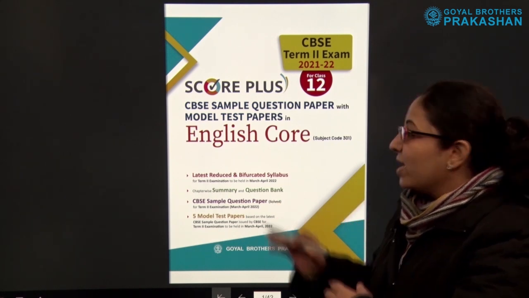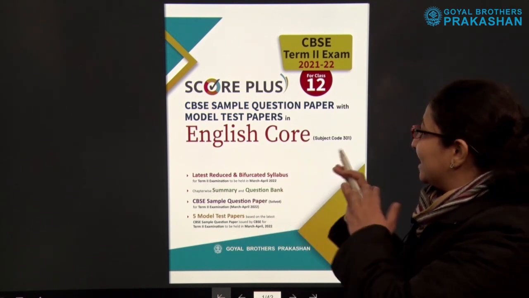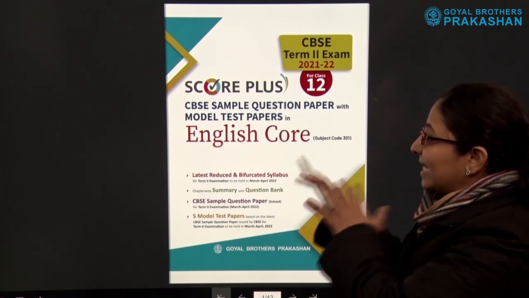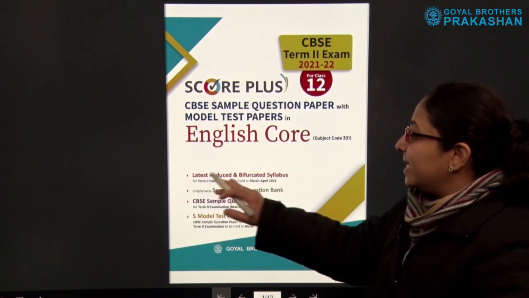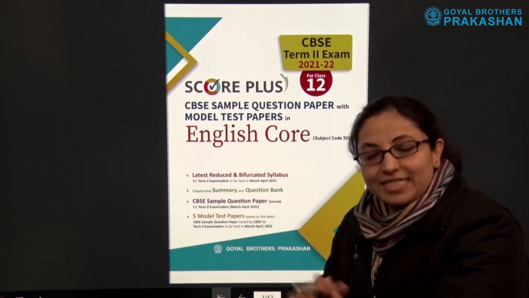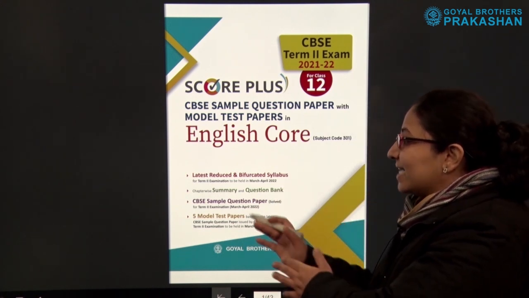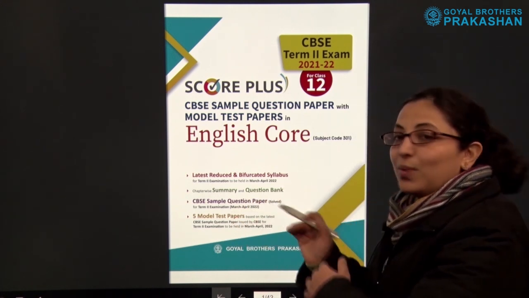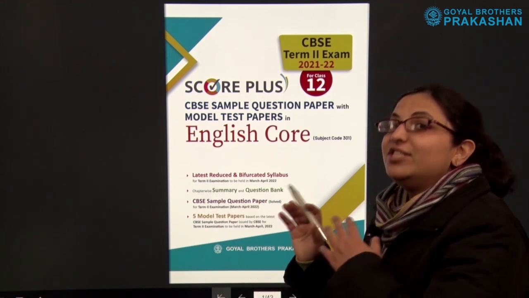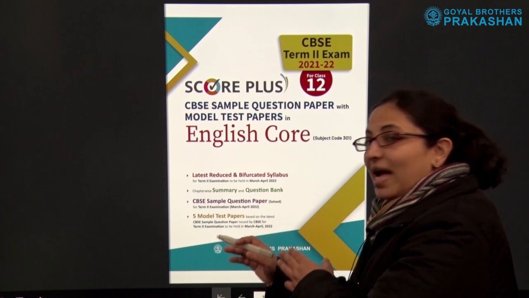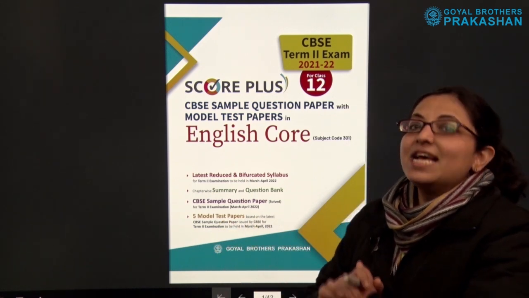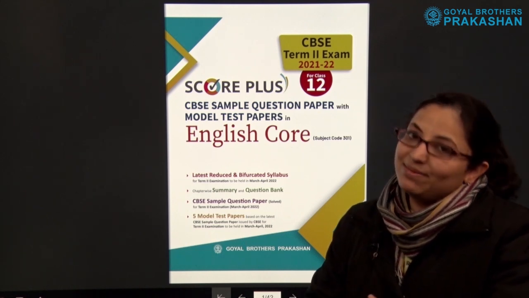This is the book for English Core. The subject code is 301. This is basically the latest reduced and bifurcated syllabus for the term 2 examinations. This book has a chapter-wise summary and question bank. It has the solved CBSE Sample Question Paper, and it also has 5 model test papers based on the latest sample paper released by the CBSE board.